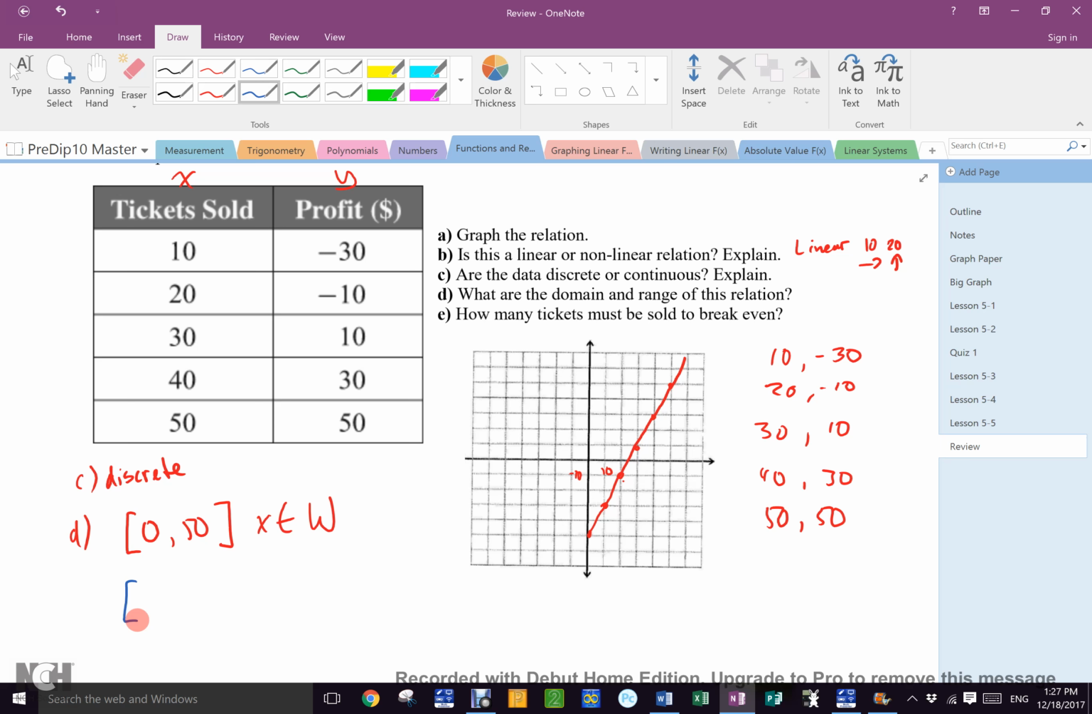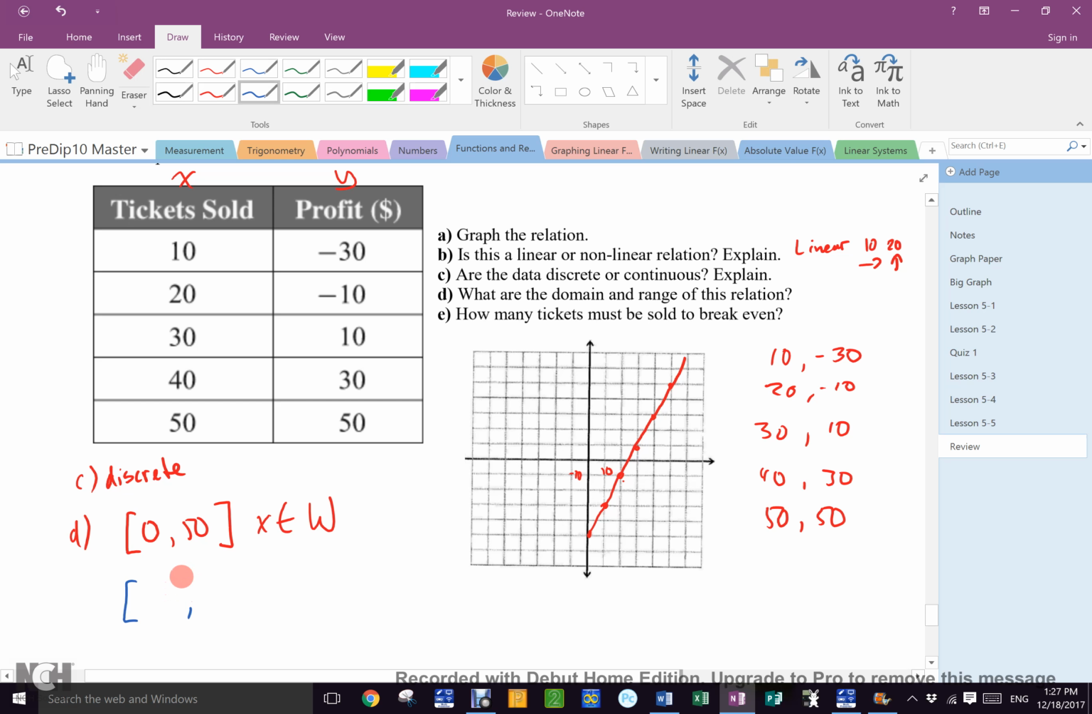Lauren? Square bracket 0, 50, square bracket x, all whole numbers. We just did the domain. It's the same. It's negative 50. What? It's negative 50? Wait, negative 30? But it could be smaller, but it is smaller. Negative 50. I know that. So is negative 30 right? No.